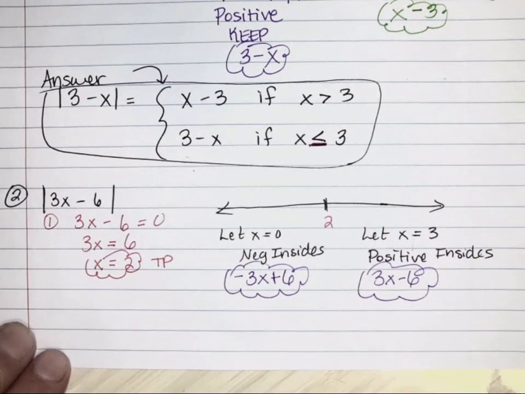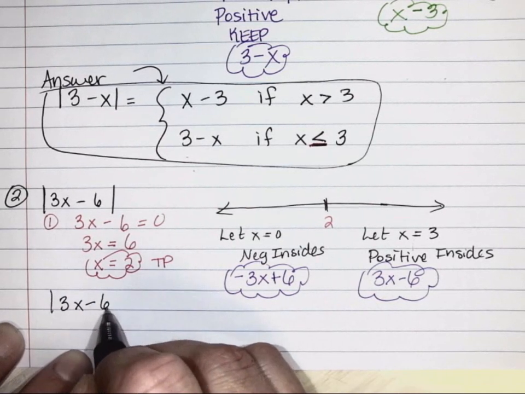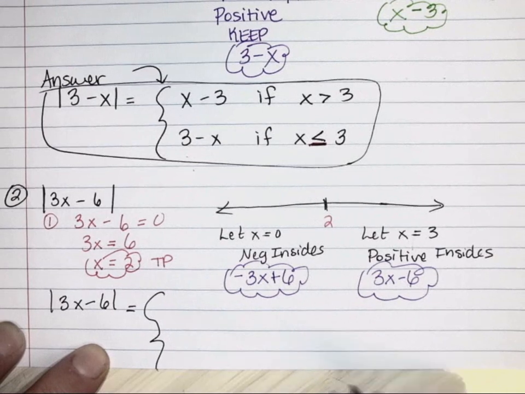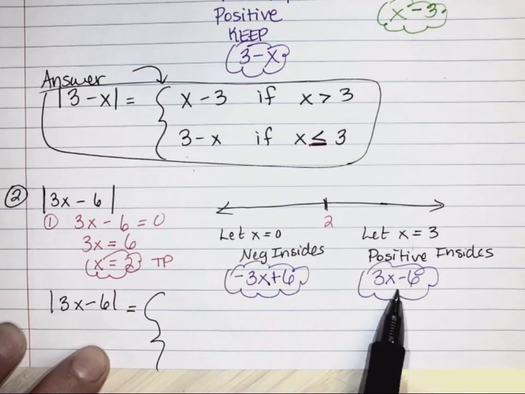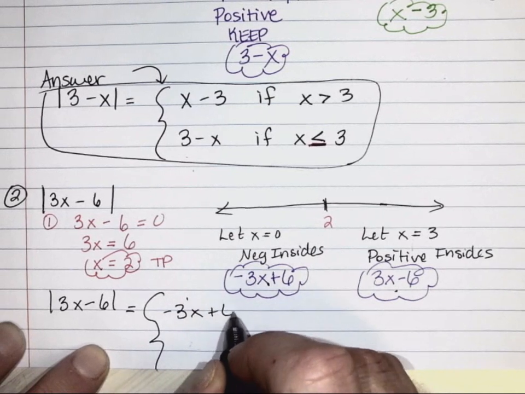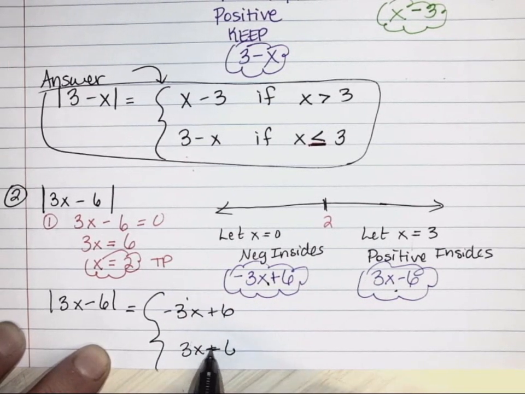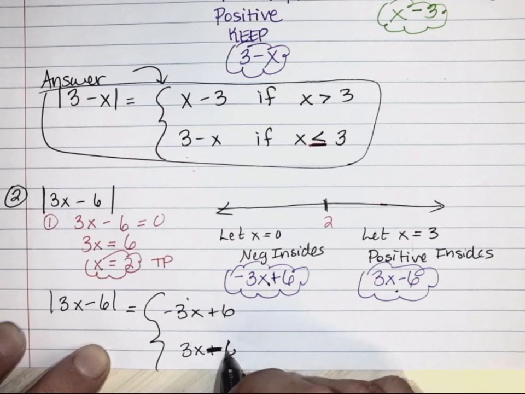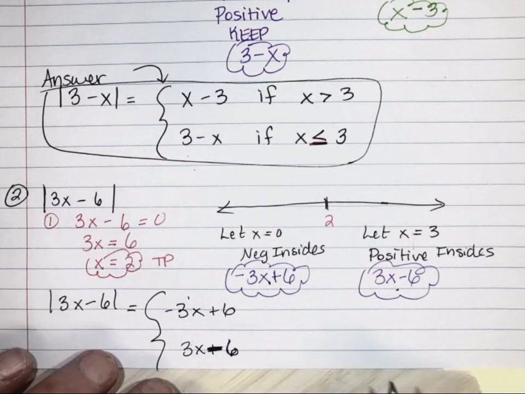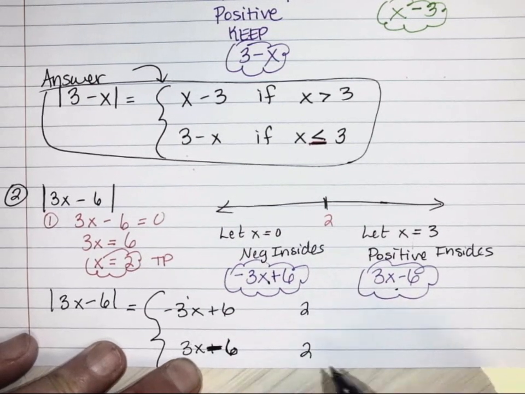Make sure that you say absolute value of 3x minus 6 equals, and use the swirly bracket. It does not matter which one you put where. So I'm just going to write -3x plus 6 on top, and I'll put 3x minus 6 at the bottom. And wherever your turning point is, that's always going to be that value.